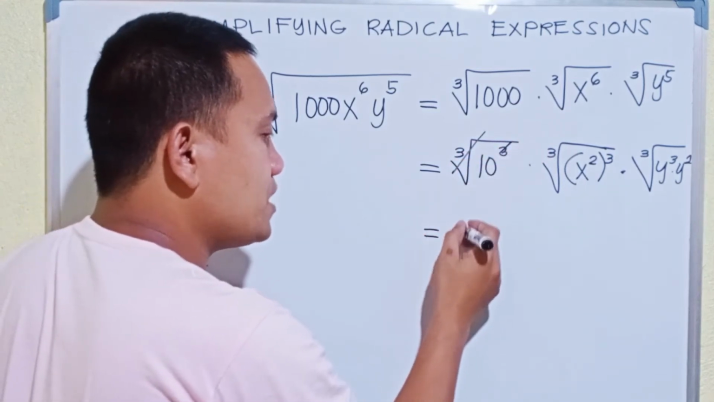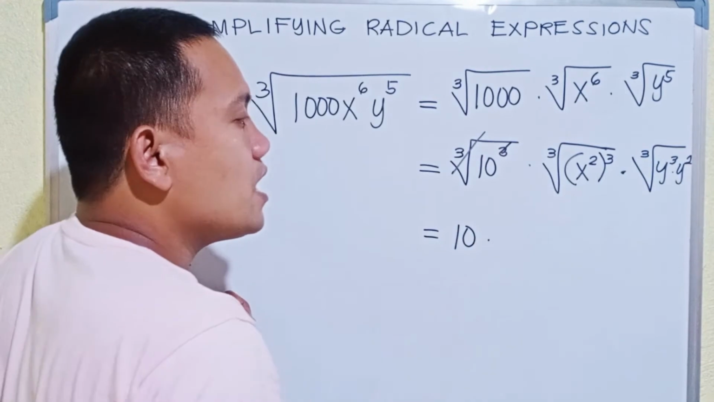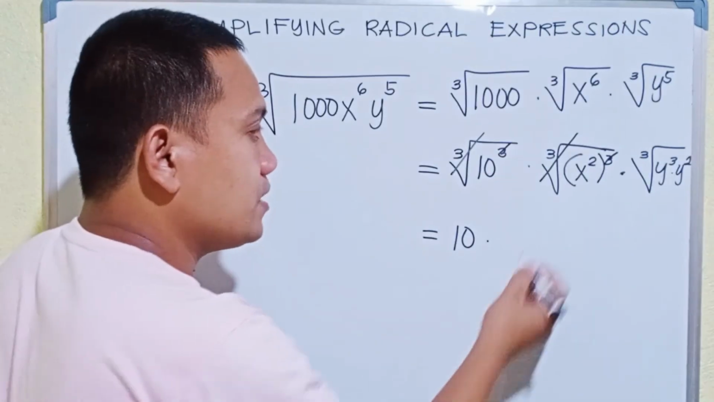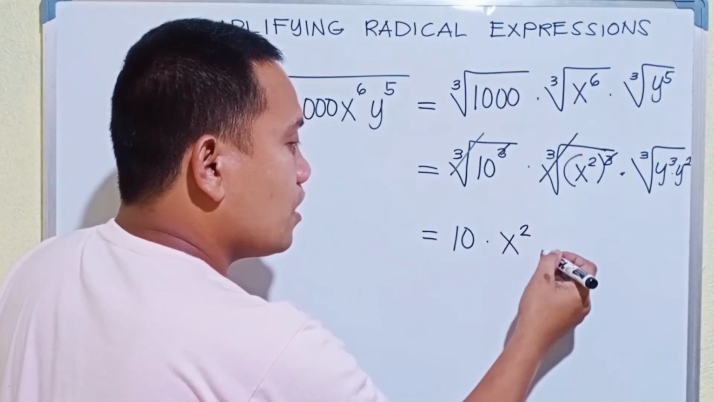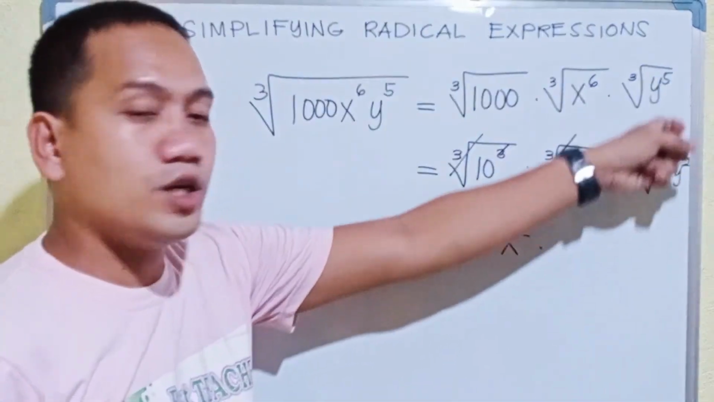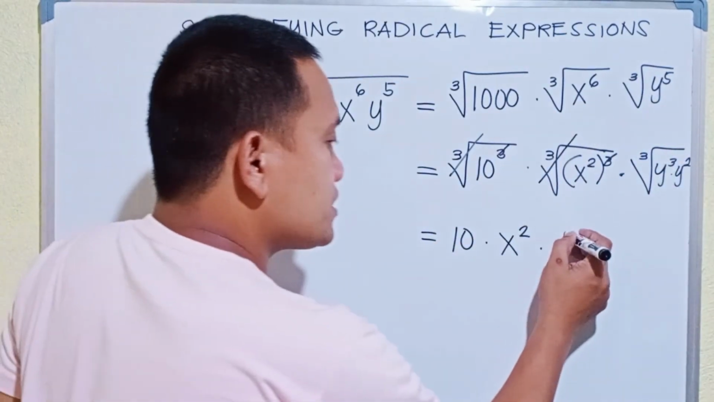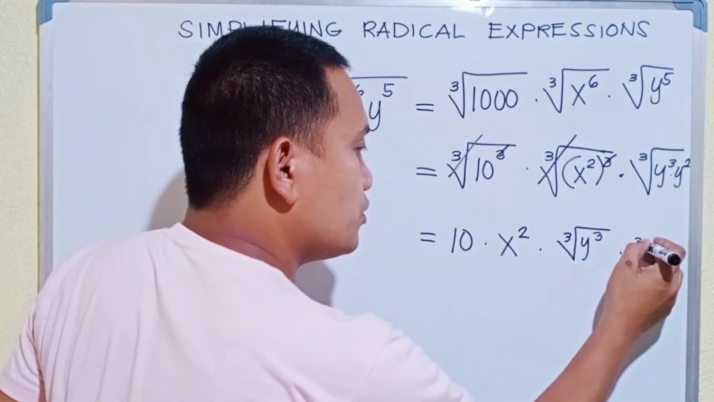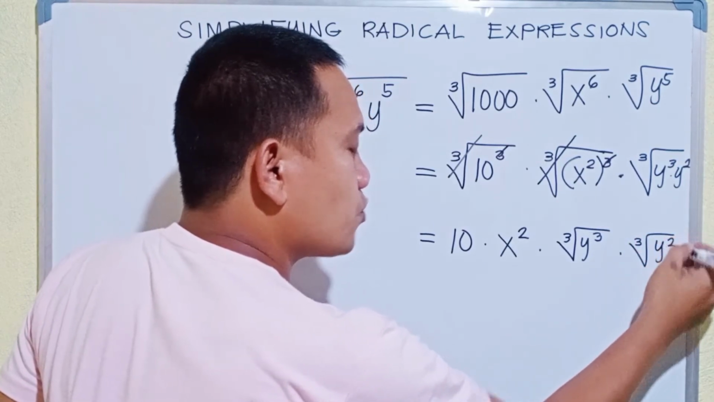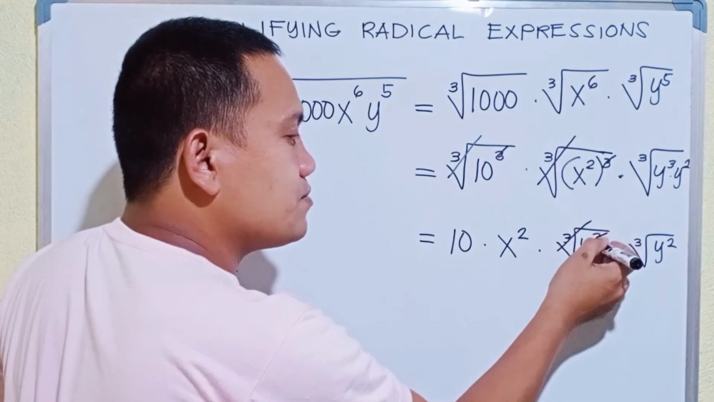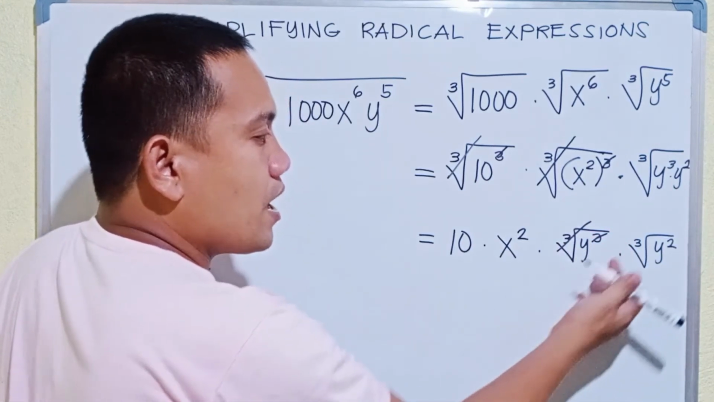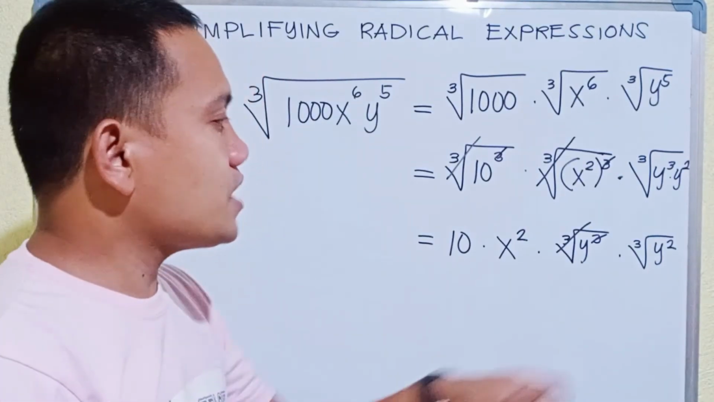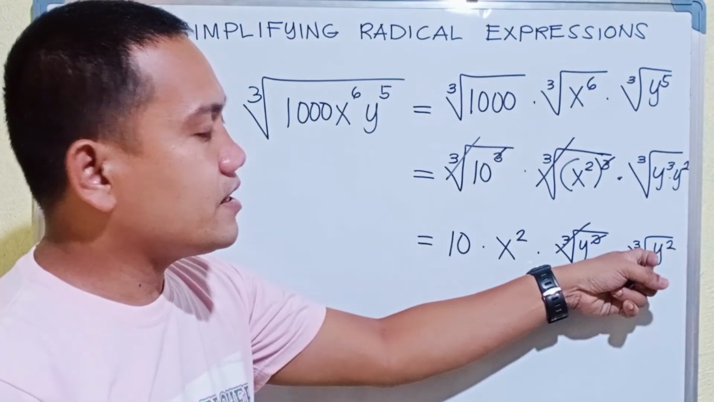So, we will copy 10 as our coefficient. Likewise, we will eliminate our radical symbol since our index and exponent are the same, leaving x squared. On the other hand, in the case of cube root of y cubed times y squared, that is written in the form cube root of y cubed times cube root of y squared. So we can also eliminate our radical symbol since our index and exponent are the same, leaving cube root of y squared inside our radical symbol since our exponent here is less than the index.